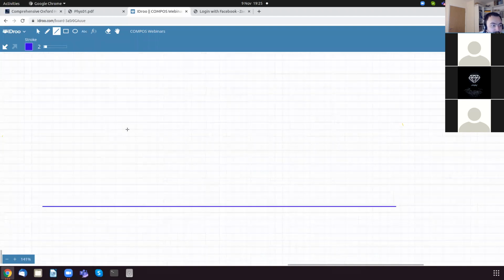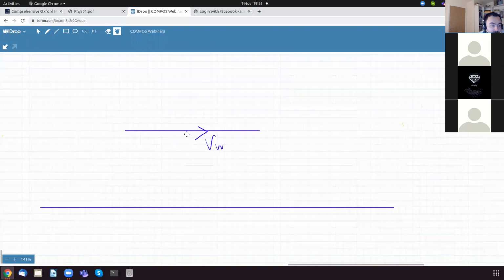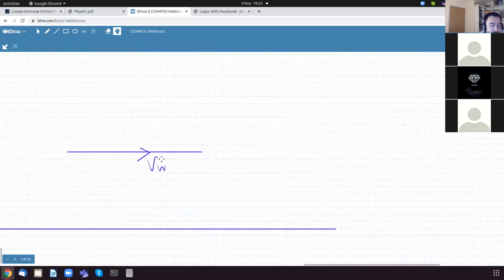And this is the velocity of the water. It's quite big. Velocity of the water. Now the velocity of the water is 5. The velocity of the boat is 2.